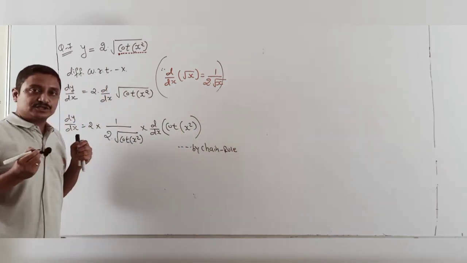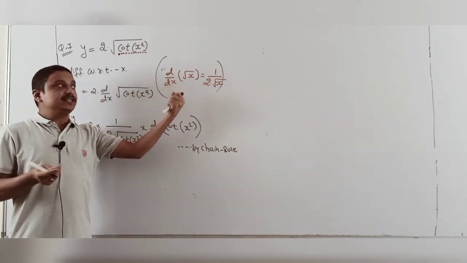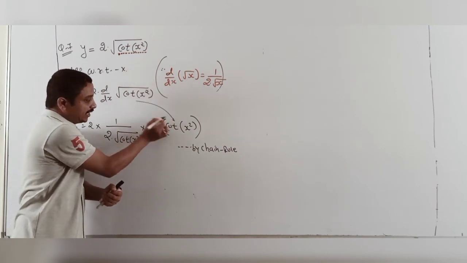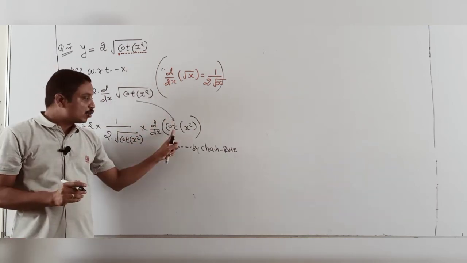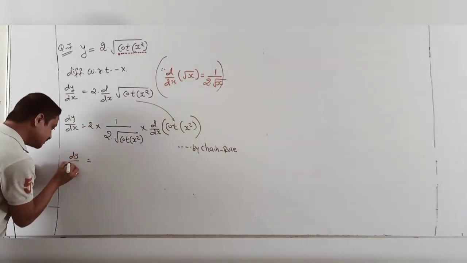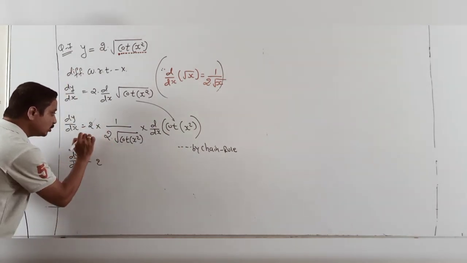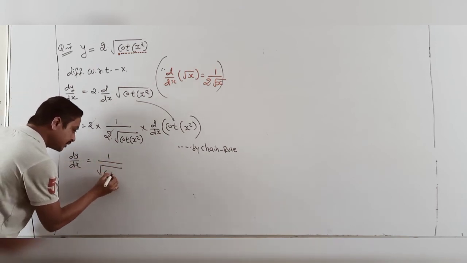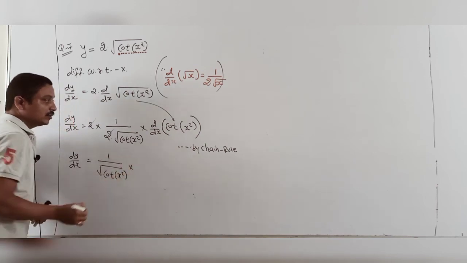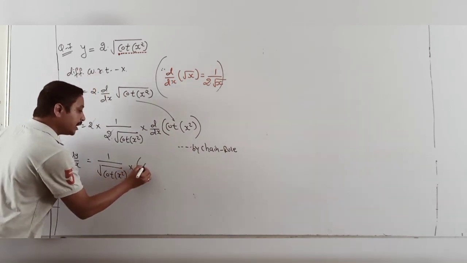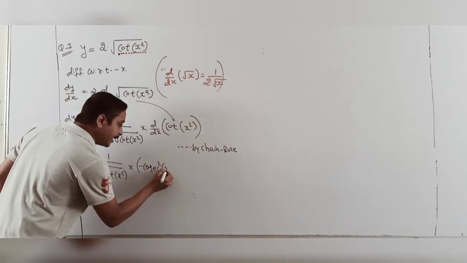Yes, I hope you understood, students. According to this property, I consider the internal value here as x, and this x is pending to cot x square. Now cot derivative and moving further. So dy by dx, 2 and 2 cancel, and I have only 1 upon under root cot x square into, now going to the cot derivative. What is the cot derivative? Minus cosec x square.